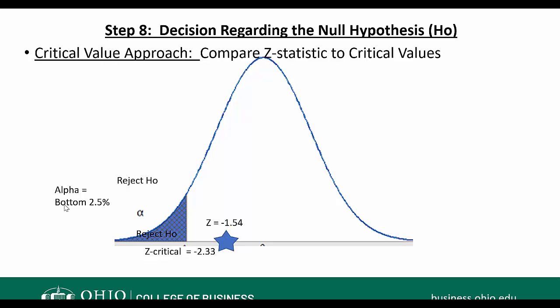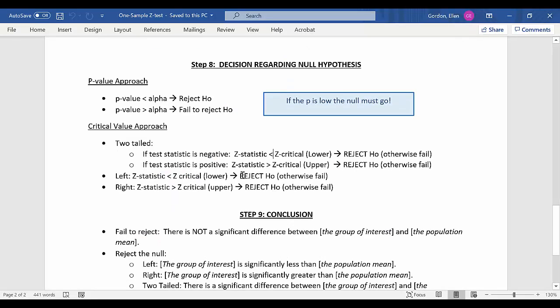For the critical value approach, we look to see if our test statistic falls in that rejection region. You can see that our test statistic of negative 1.54 does not fall in the rejection region. Again, the critical value marks off the rejection region. So if our test statistic falls farther out on the tail in comparison to our critical value, we'll reject. If it doesn't, we'll fail to reject. Again, you can see it does not fall in that rejection region, so we will fail to reject the null hypothesis.